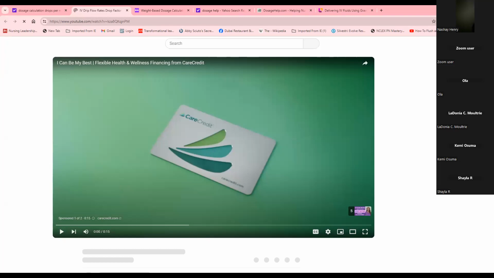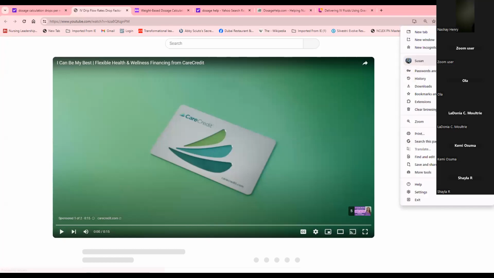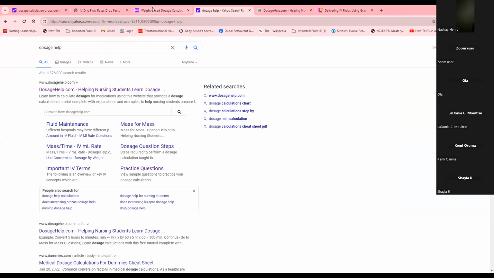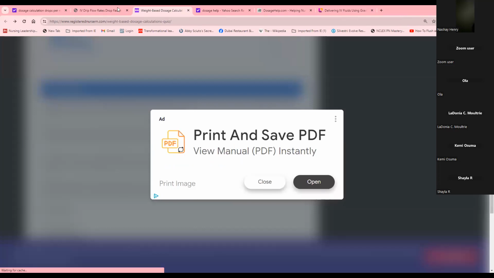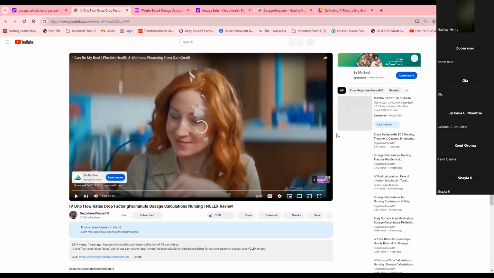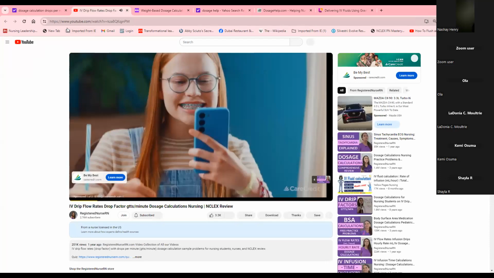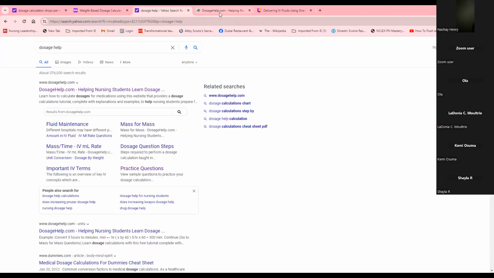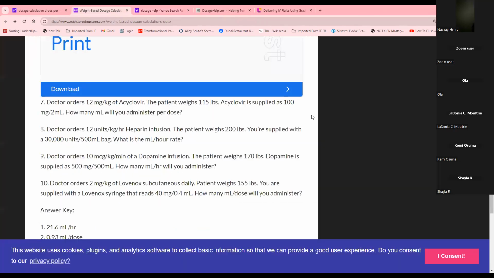Normal saline to infuse over a span of 8 hours. The IV tubing that you're using is 20 drops per milliliter. How many drops per minute will be infused? So now that we have our practice problem, let's look at how we set up every dose calc problem using the 6 simple steps. So the first step is to look at the problem and figure out what is being asked.